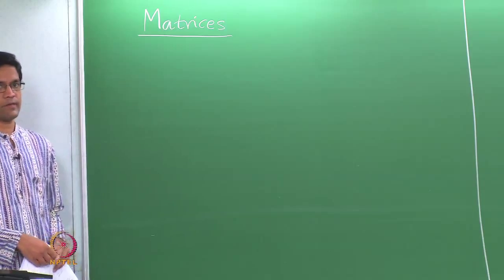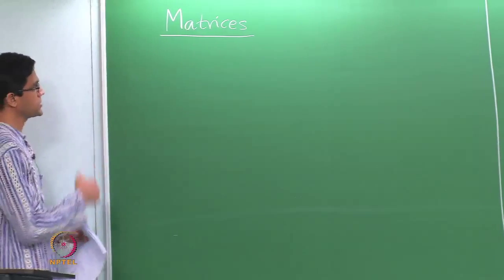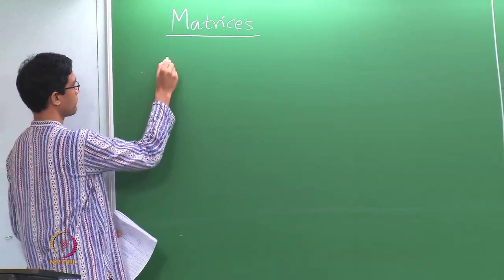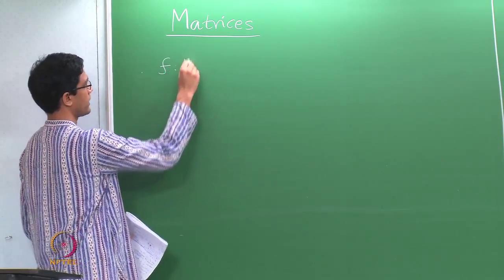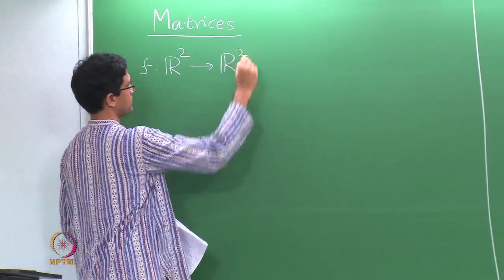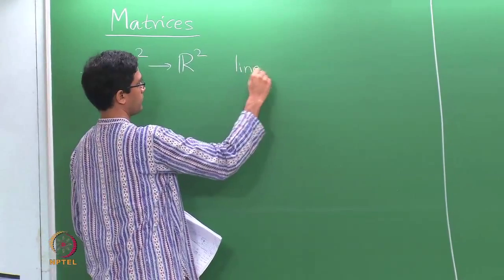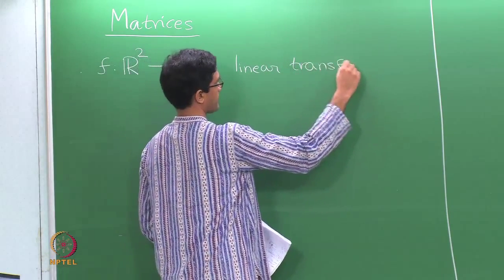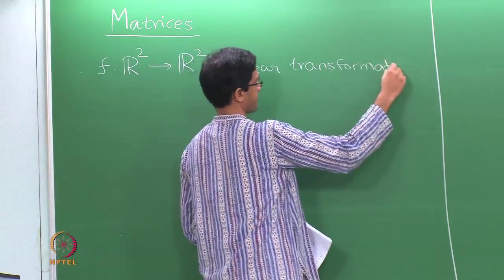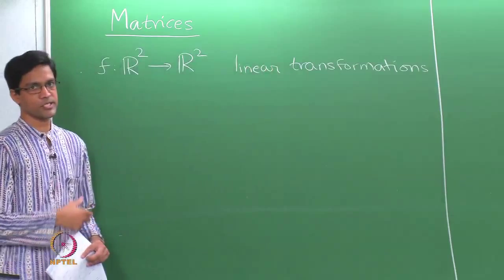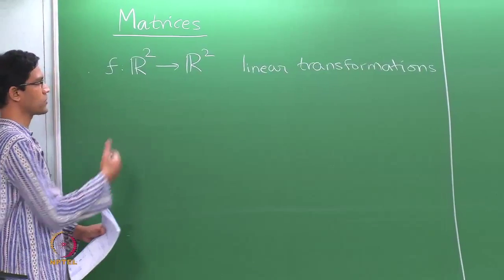Okay, so today we'll start talking about matrices. Recall we've already encountered matrices in our study of linear transformations, when we were looking at maps from R2 to R2, which are what we call linear transformations. And in this context, matrices appeared as encodings of linear transformations.